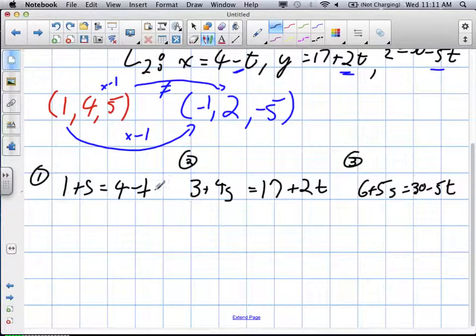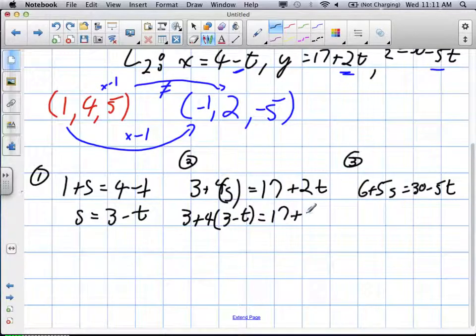Just like in the other one, we're going to set one equal. The first equation looks relatively simple. s is equal to 3 minus t. Great. I take that s value and plug it into equation 2. 3 plus 4 times (3 minus t) is equal to 17 plus 2t. 3 plus 12 minus 4t equals 17 plus 2t.